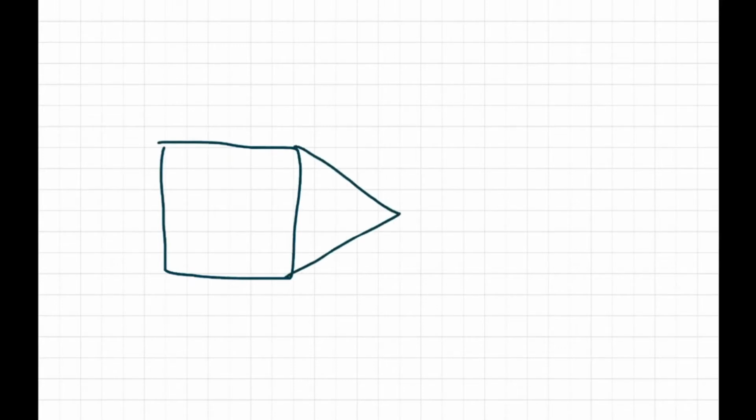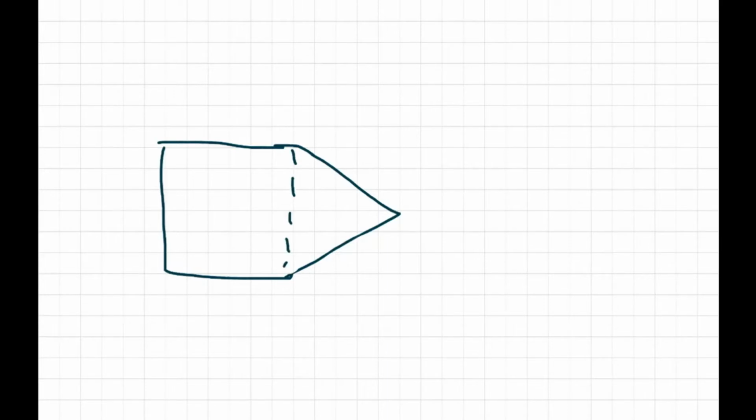So now let's start off with composite shapes. So what are composite shapes? Composite shapes are shapes that are made up of multiple shapes. So for example, if we have this shape over here, we have a square and a triangle, but this is all going to be one shape. This is a composite shape. So basically it's made up of both a triangle and a square.